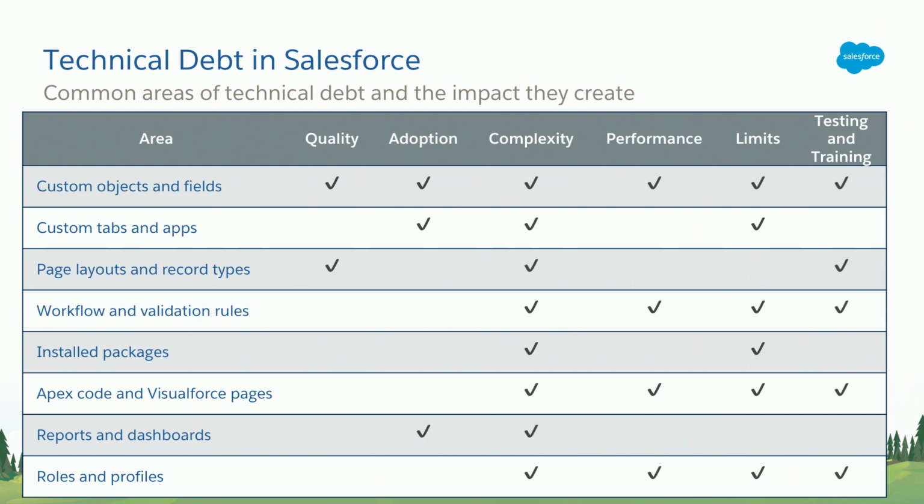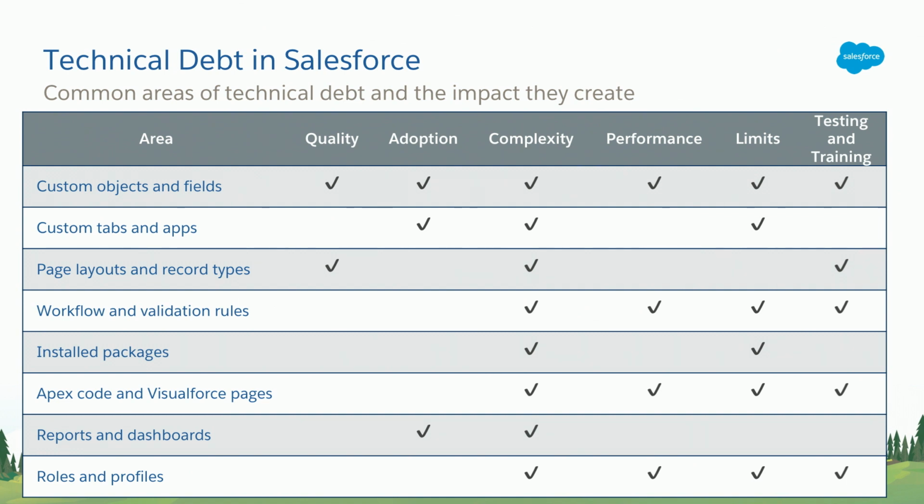Page layouts and record types can be very difficult, not so much for end users, but for administrators to maintain over time. If you have a lot of different page layouts and a lot of different record types, there's that big matrix of who sees what when. It can really add a lot of complexity for admins when they have to make updates and try to find the exact page layout with the exact record type.